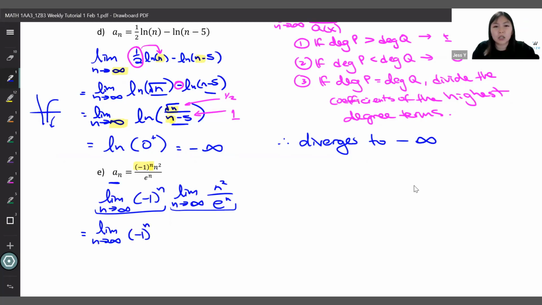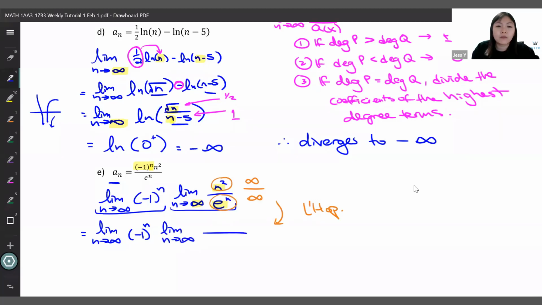Just leave that aside, don't touch it. And what happens to this other limit? If you do a direct substitution, we're going to end up with infinity over infinity, right? So if it's infinity over infinity, I don't like that. That's indeterminate. But remember, when you have 0 over 0 or infinity over infinity, we can use L'Hopital's rule. L'Hopital's rule says we find the derivative of the top divided by the derivative of the bottom, right?